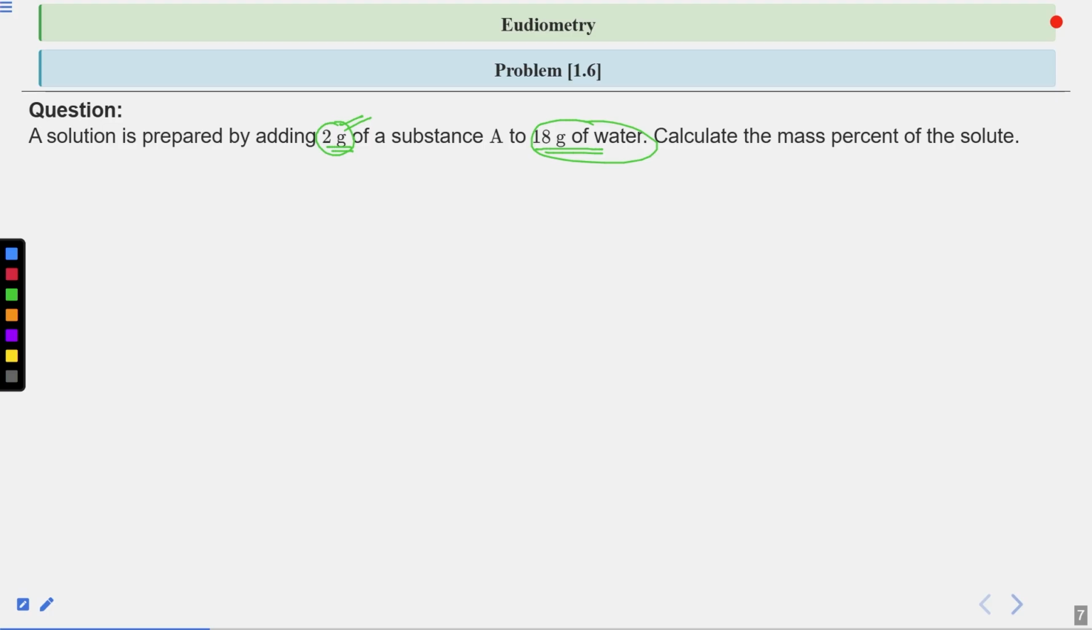Then you have to calculate the mass percentage of the solute. It may also be written in the question to calculate the mass percent of the solvent. That would be simple, I guess. Just substitute the mass of the solute with the mass of the solvent and you will get your answer.